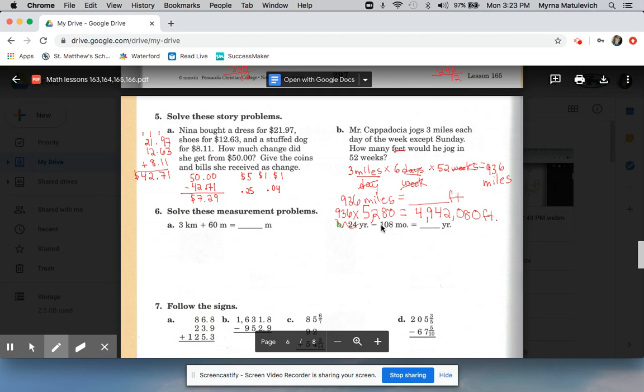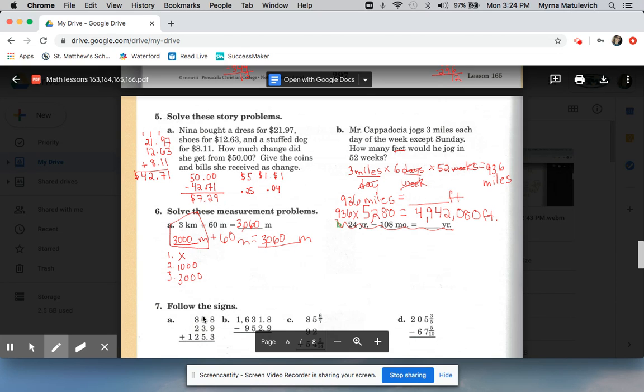Solve these measurement problems. You don't have to do B. So I needed to change kilometers to meters, horse to fly multiply. There are 1,000 meters in a kilometer, so 3 times 1,000 is 3,000. 3,000 plus 60 is 3,060 meters.